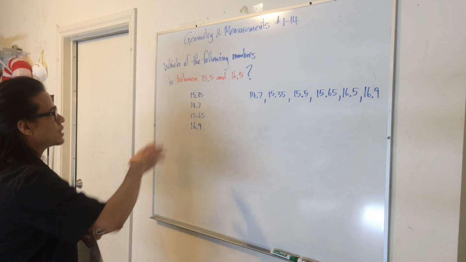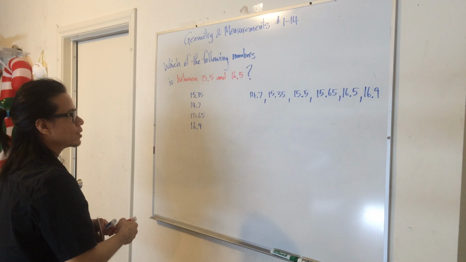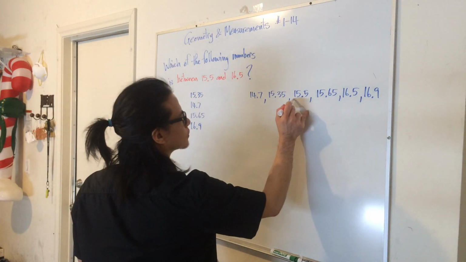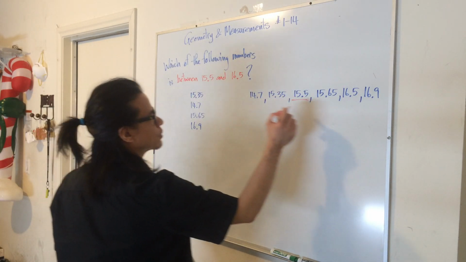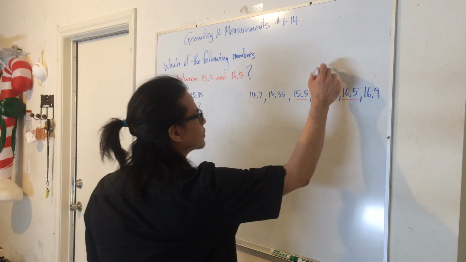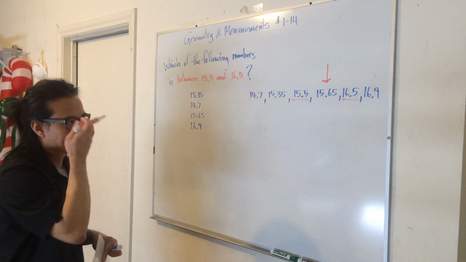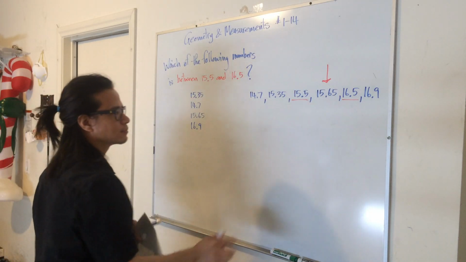Okay, the question is asking what number lies between 15.5 and 16.5. So the number in between those two is this one here. I bet you got the same answer.